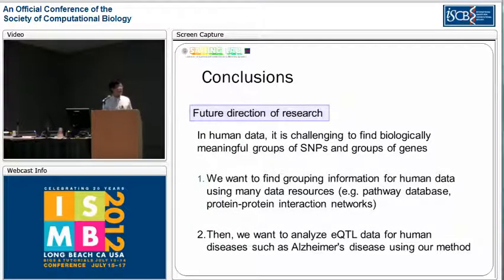In human data, it is challenging to find biologically meaningful groups of SNPs and groups of genes. So first, we want to find grouping information for human data using many data resources. And then we want to analyze eQTL data for human diseases such as Alzheimer's disease using our model.